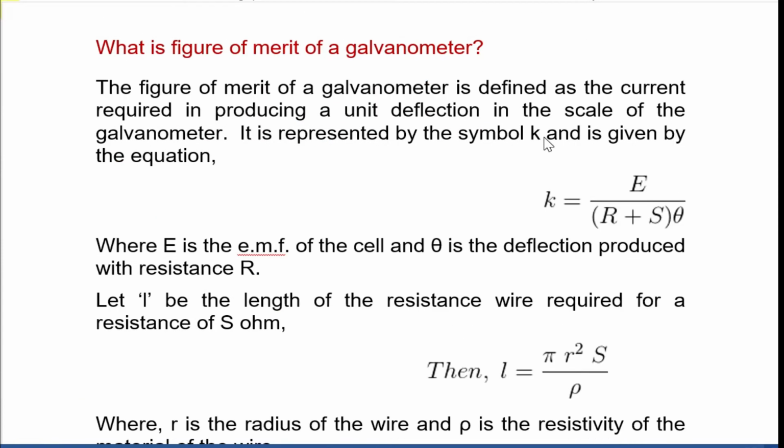Now, what is the figure of merit of a galvanometer? The figure of merit of a galvanometer is defined as the electric current required to produce a unit deflection on the scale of the galvanometer. It is represented by the symbol K and is given by the equation K = E / ((R + S) θ), where E is the EMF of the cell and θ is the deflection produced with resistance R.